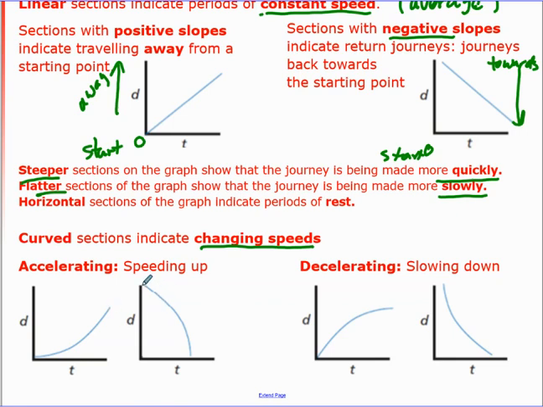Speeding up, again, I'm going back towards the start. I go off gradually, not moving very much, and then steeper and steeper. We're going faster. This could be something falling, right? A parachuter or a diver from a diving board coming down. This could be a car accelerating, starting off slow, speeding up. You know, a diver jumps off and gravity pulls him faster and faster to the ground.